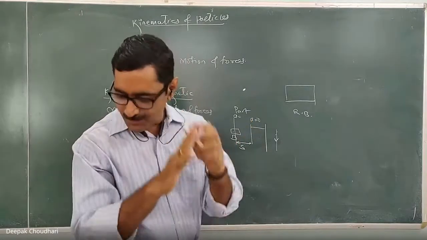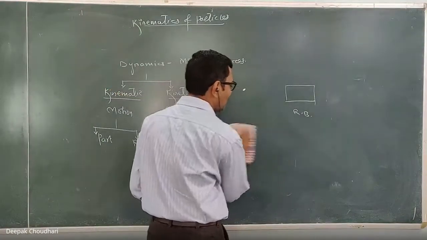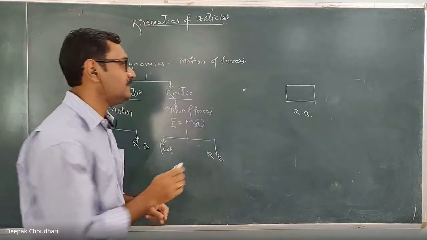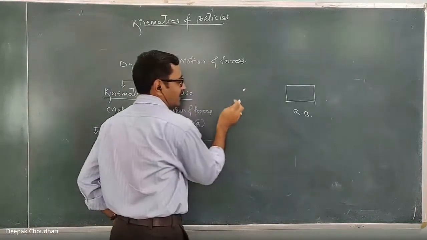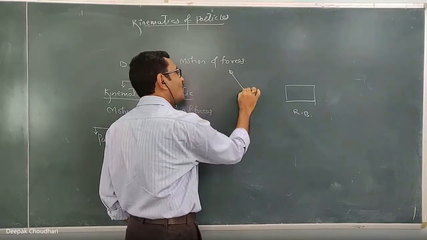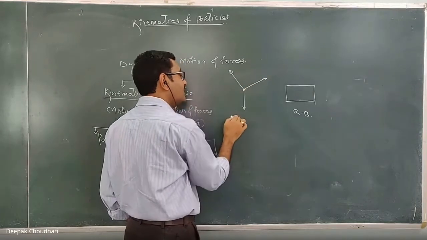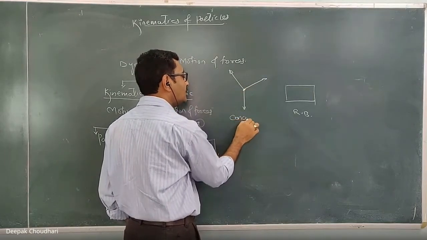The next important thing related to our subject is the difference between the particle and the rigid body. A very important difference: when we consider any object as a particle, the forces acting on that particle or that object always form a concurrent force system.